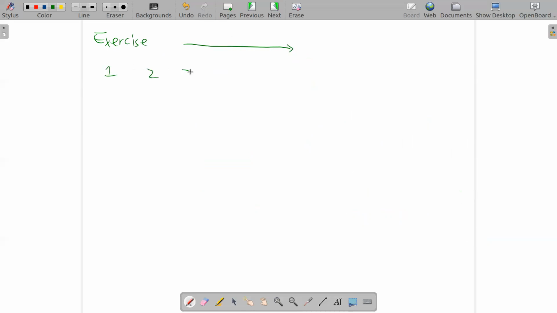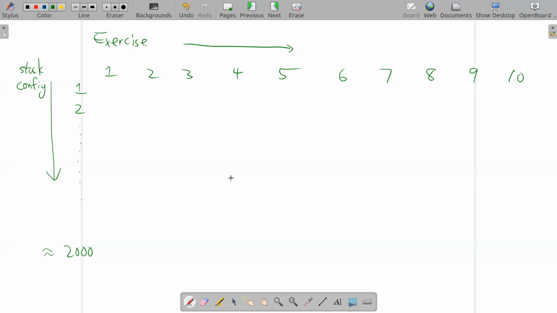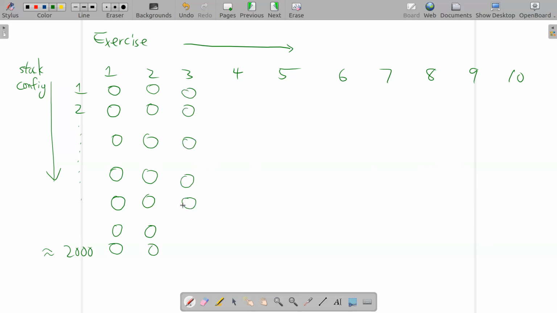Exercise 1, 2, 3, up to 10 exercises. And then down this way, I have the stack configuration, up to, let's say, 2000 of them. I can think of each of these as a node in a graph to represent that I'm in a certain exercise and I've decided that I'm going to load my weights in a particular way.